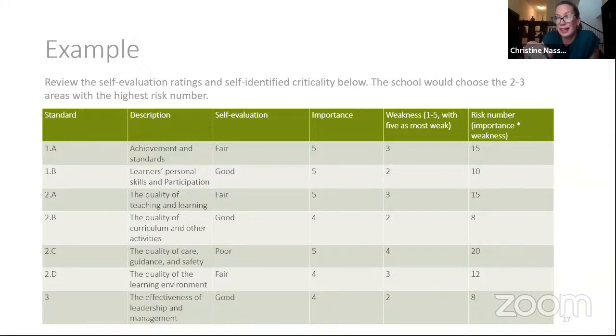So if you look at this, what does the school most need to develop? You can pop it into the chat. What is the risk? What is the school most at risk for? What is it that they need to develop more than anything?